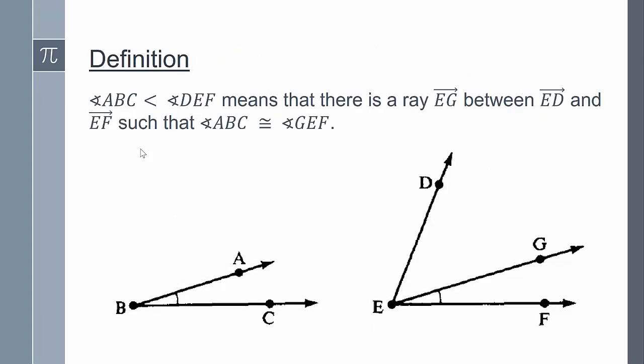Now we have a definition of less than for angles, which corresponds to the use of less than for line segments. The notation angle ABC is less than angle DEF means that there's a ray EG between ED and EF such that angle ABC is congruent to angle GEF.